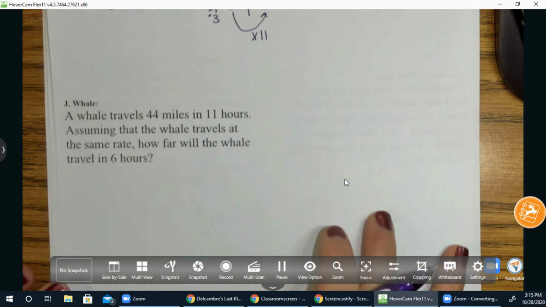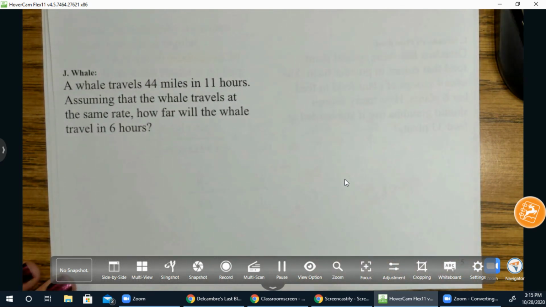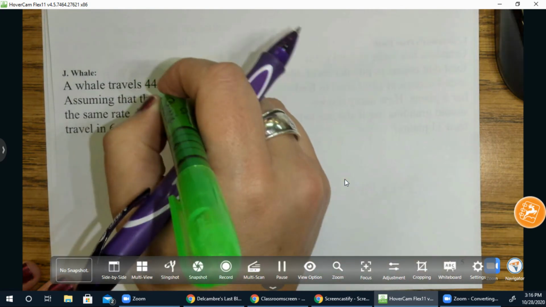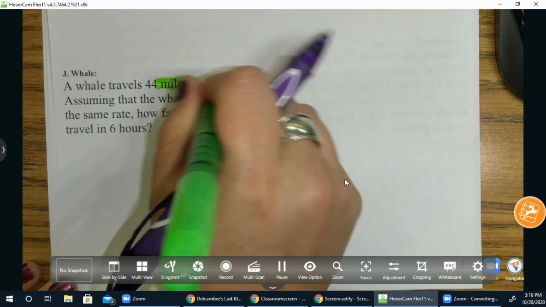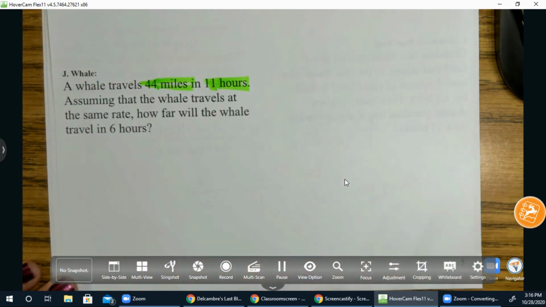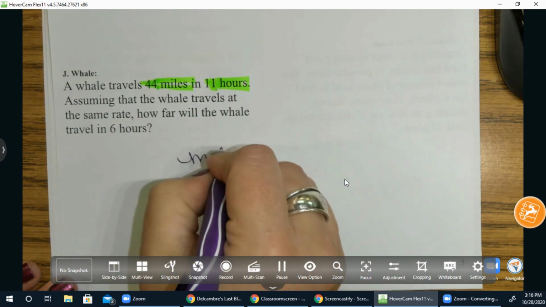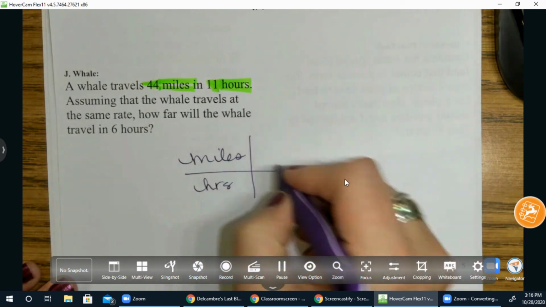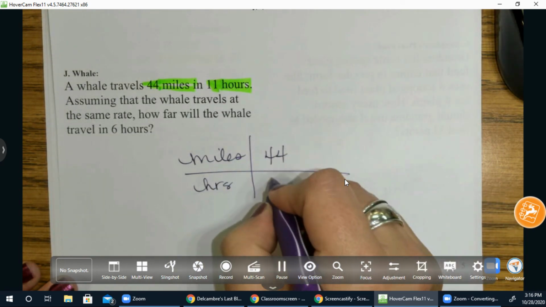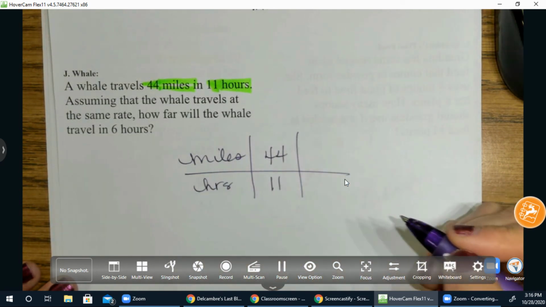Okay, my whale question. A whale travels 44 miles in 11 hours. Assuming that the whale travels at the same rate, how far will the whale travel in 6 hours? So again, we're comparing miles and hours, just like we did on our homework. So 44 miles in 11 hours. Miles always goes on top. Hours goes on the bottom. So we have 44 to 11. Now we've got to figure out 6.